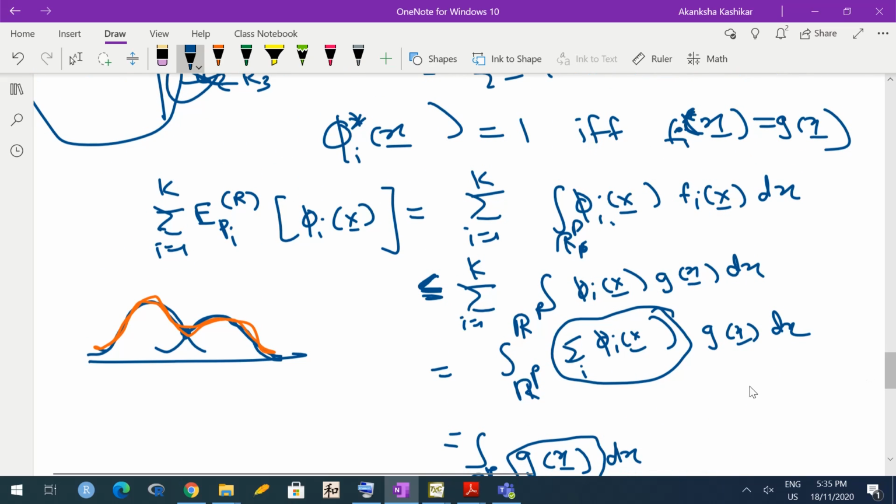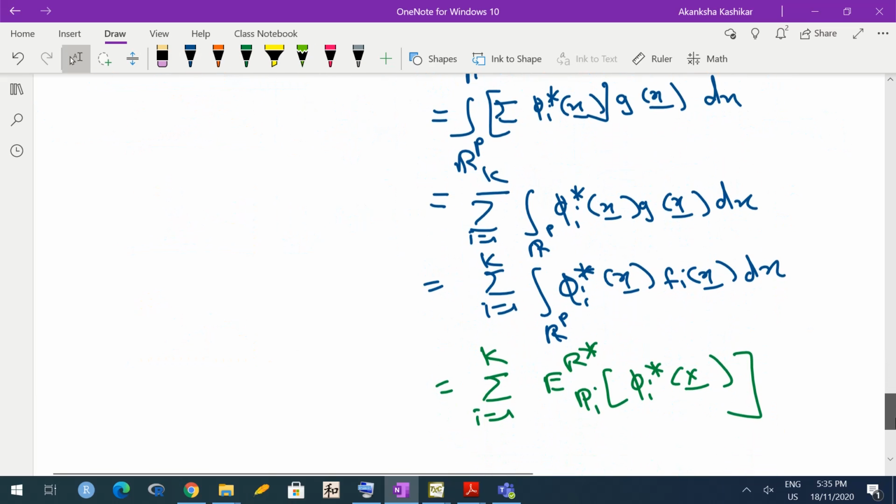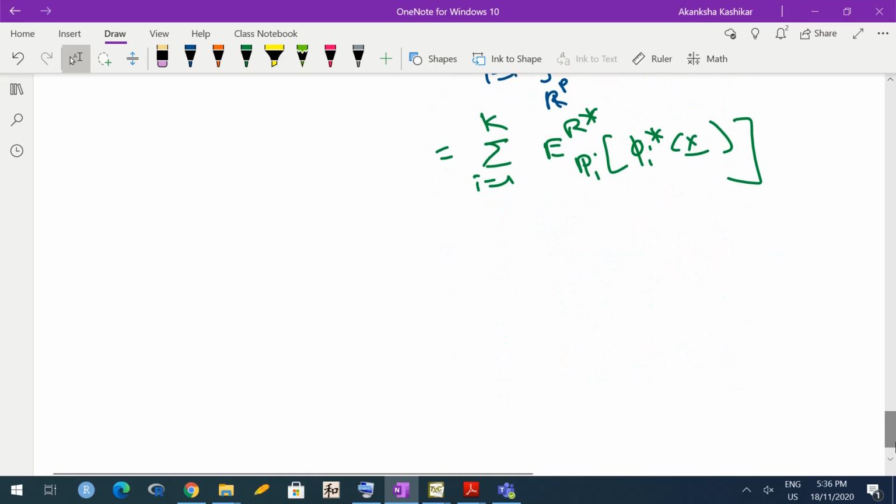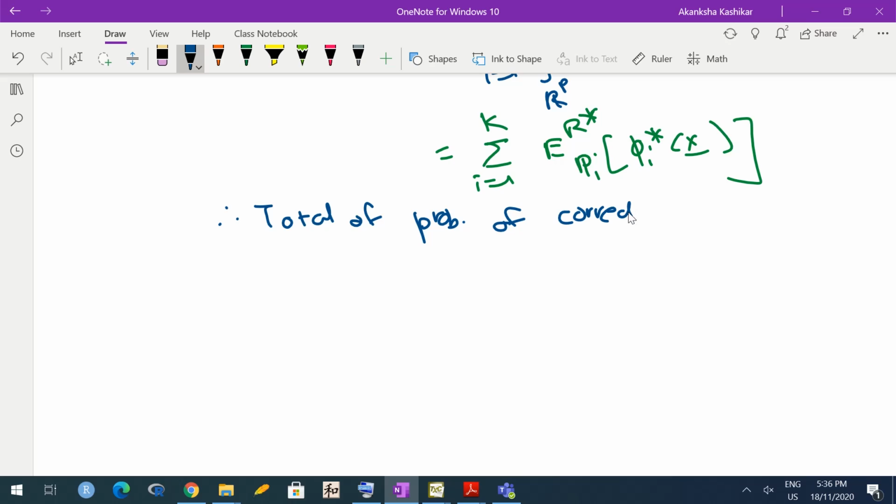So remember, we have a less than or equal to sign sitting over here. Everything else is equal, but there is one less than or equal to, which tells me that this quantity is maximized for R star, because R is any arbitrary rule on the LHS, whereas on the right side I have the optimal rule R star which we defined here. Therefore, the total probability of correct classification is maximized under R star.